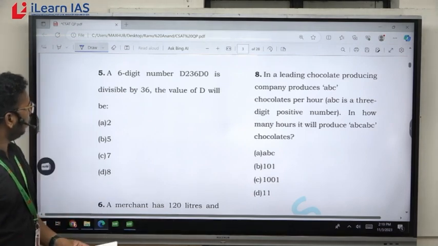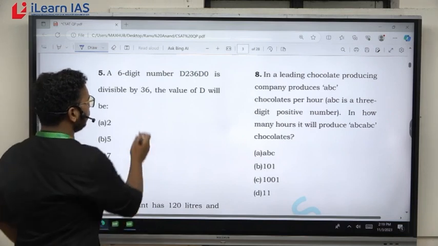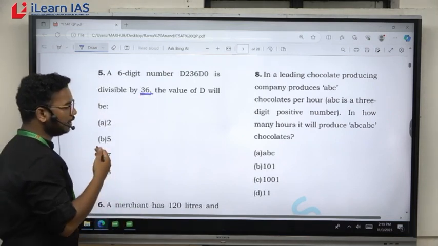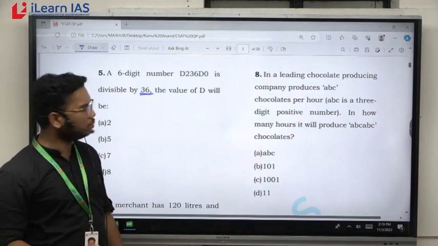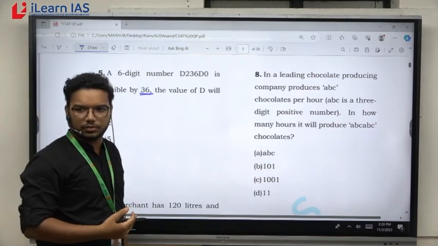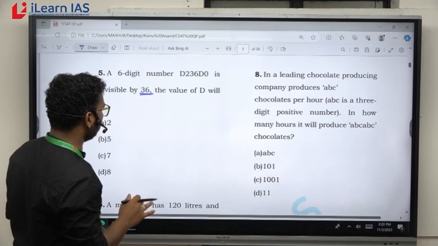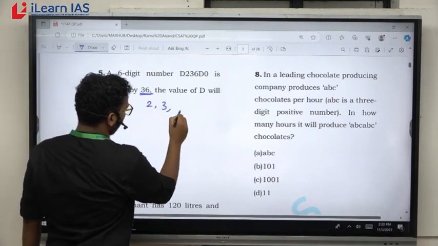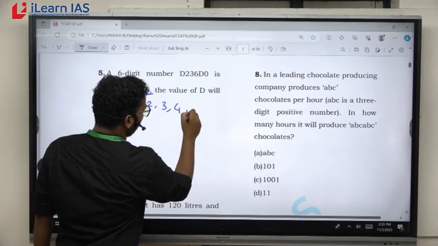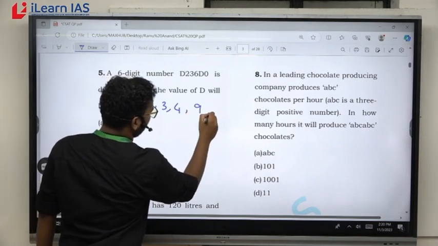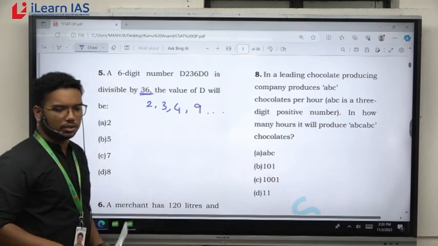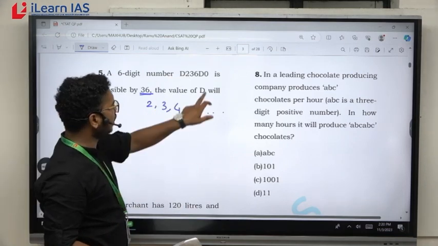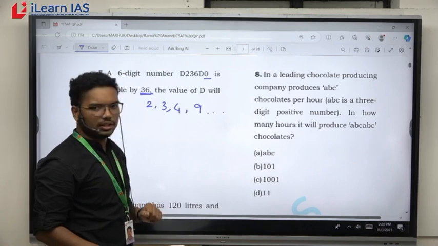For a number to be divisible by 36, what needs to happen? The number must be divisible by the factors of 36. We take the smallest factors: 36 is divisible by 2, 3, 4, 9, etc. Is this number divisible by 2? Yes, because the end digit is 0.